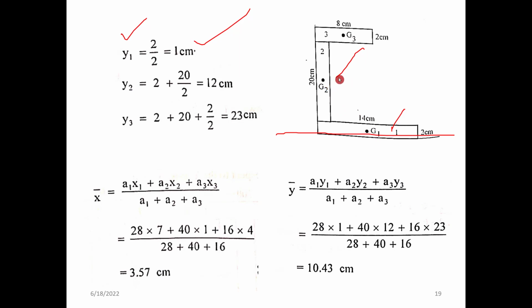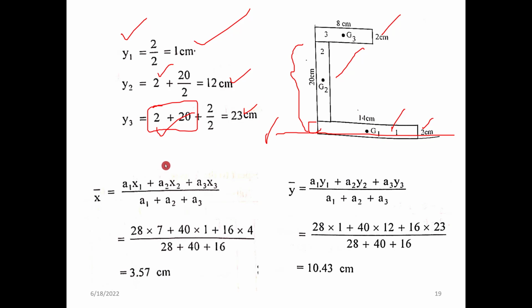When you measure the y2, you should add this length or this height also. So it should be like 2, this thickness, plus total depth 20 by 2, that is 12 centimeter. And for y3, you have to start from this length. So 2 plus 20 is already there, as we are measuring the centroid from the baseline, plus 2 by 2, where 2 is the thickness, that is 23 centimeter.